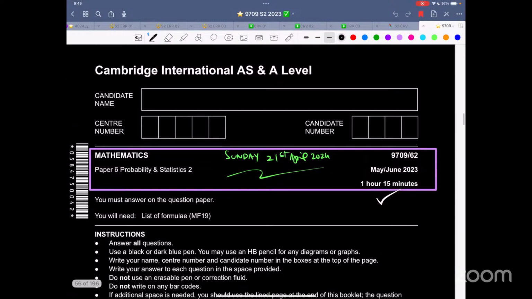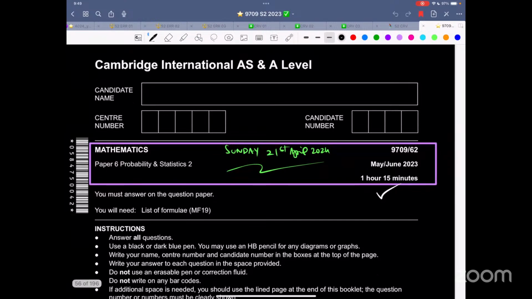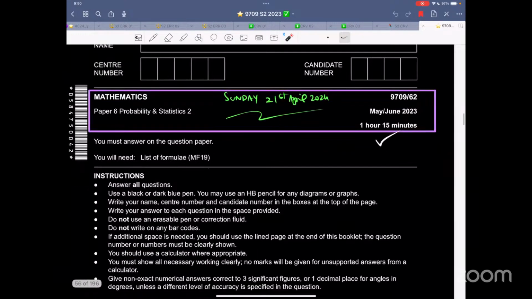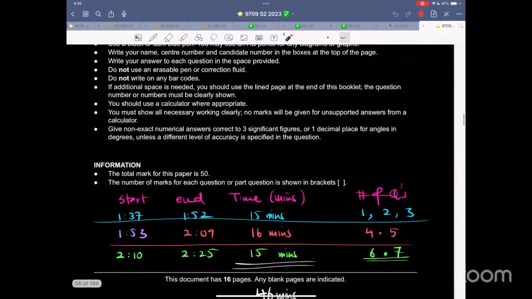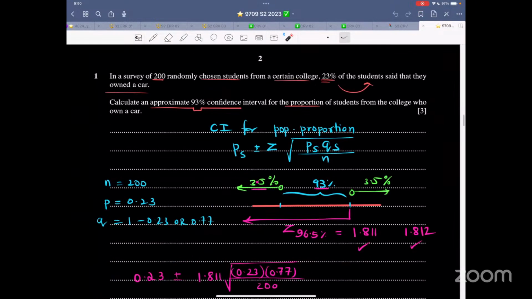Now over here, we are starting with this idea of S2. In S2, there are the major topics, of course, you know them. That is Poisson, linear combination, CRV, sampling and estimation, and hypothesis. And type 1, type 2 error is part of hypothesis. So let's take this paper, May, June 2023, variant 62, and let's look at the questions. Let's go one by one.